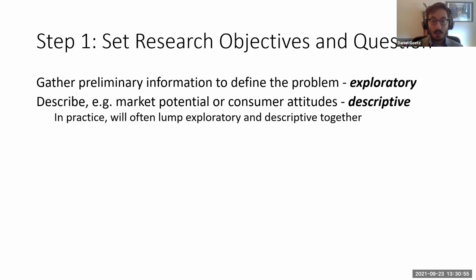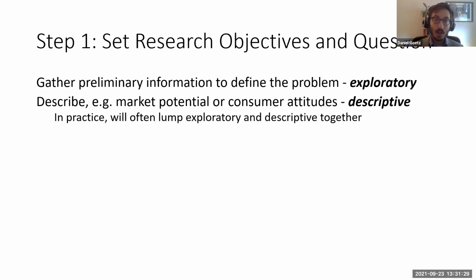So I'm going to contrast it with a descriptive objective, where you're basically trying to describe either, what is the market potential? Who is my market, right? Who should I serve? What do those people look like? What features of my product do they like? That's a descriptive objective. I want to describe something about my consumers or about my product, or maybe about my competitors.